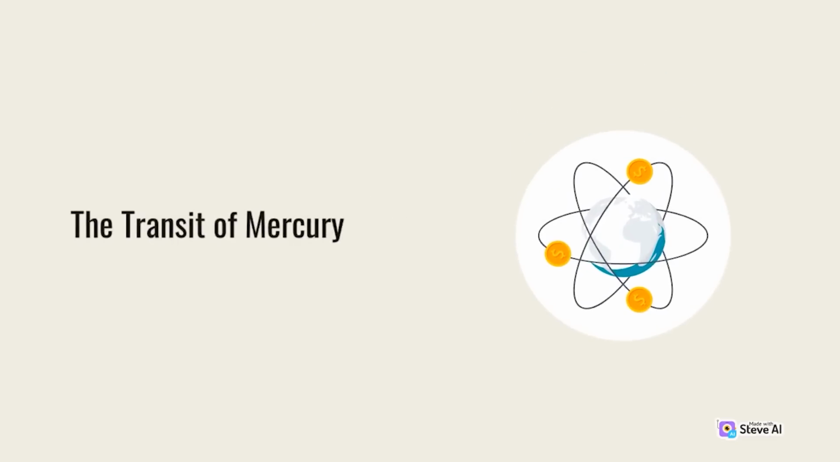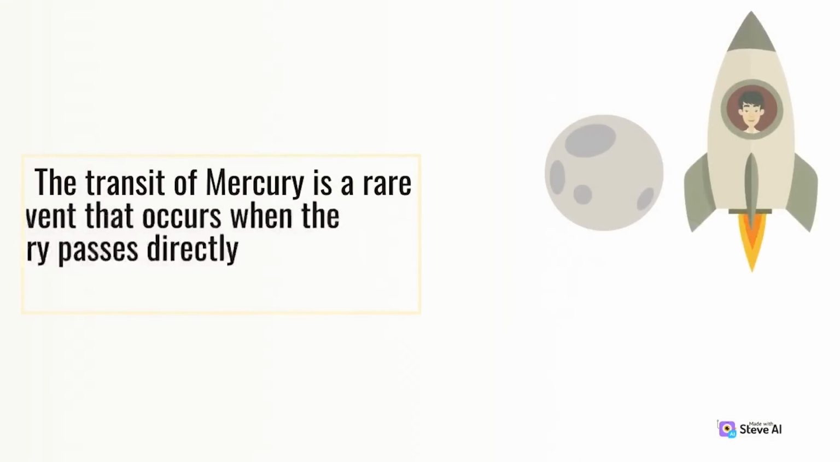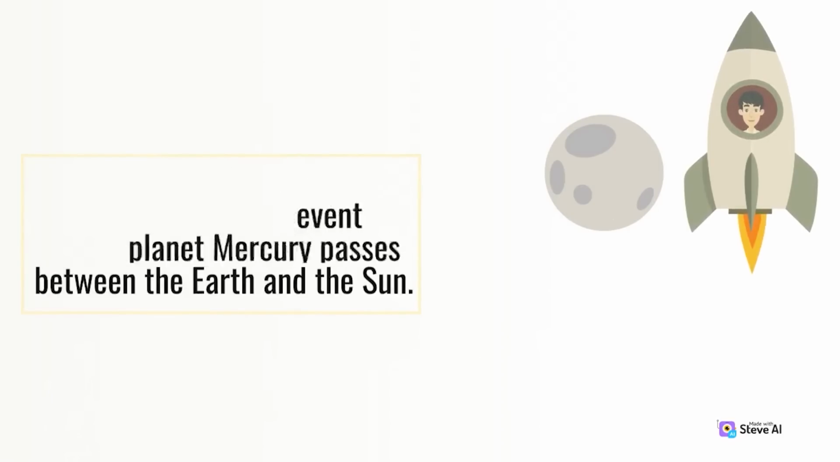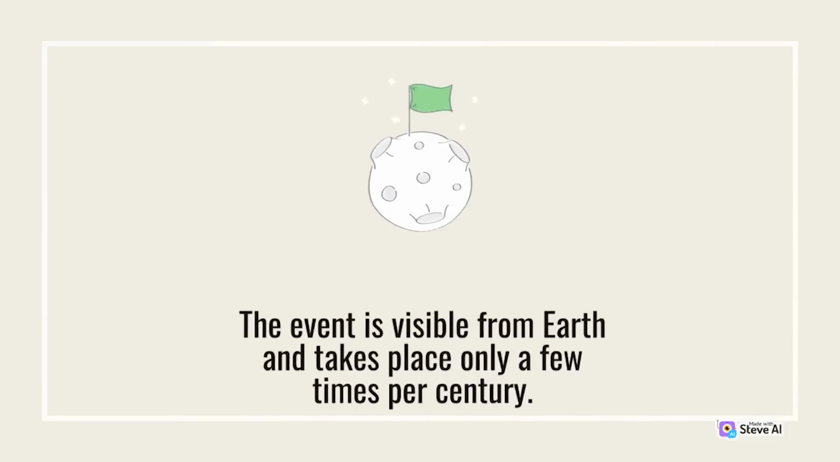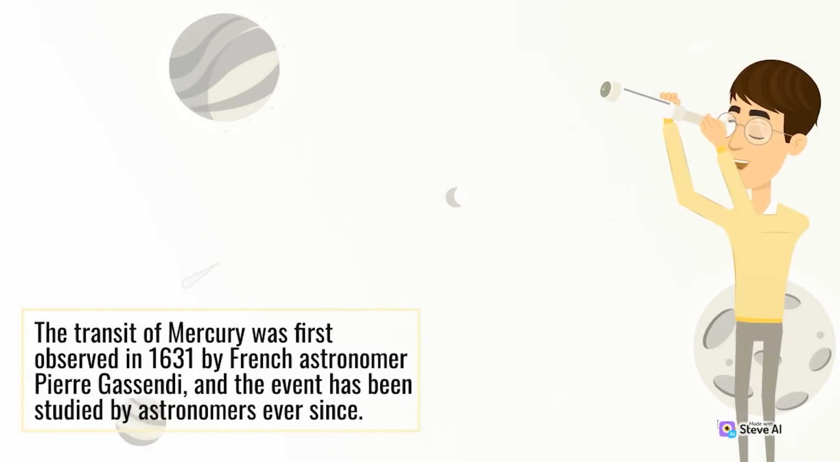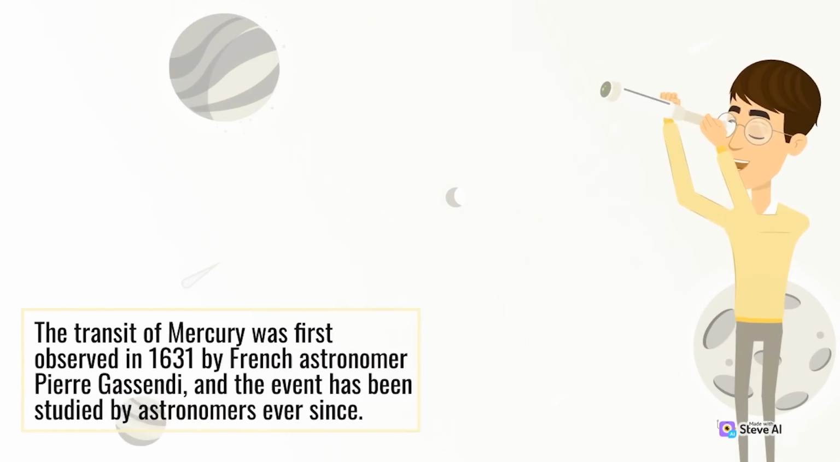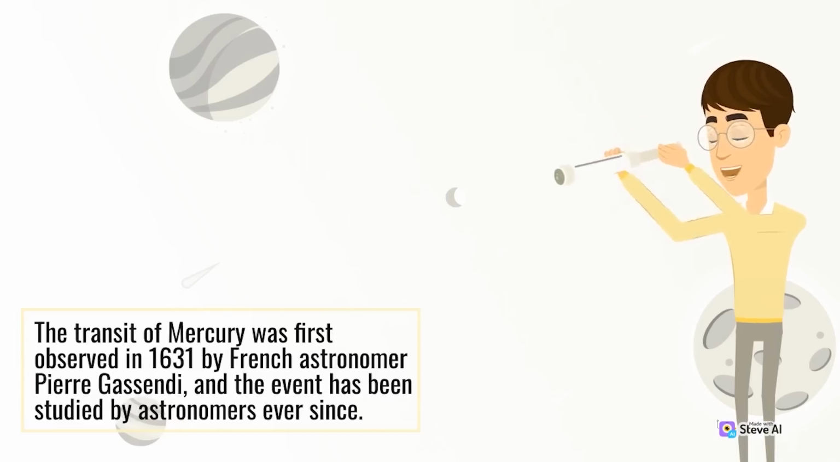The transit of Mercury. The transit of Mercury is a rare event that occurs when the planet Mercury passes directly between the Earth and the Sun. The event is visible from Earth and takes place only a few times per century. The transit of Mercury was first observed in 1631 by French astronomer Pierre Gassendi, and the event has been studied by astronomers ever since.